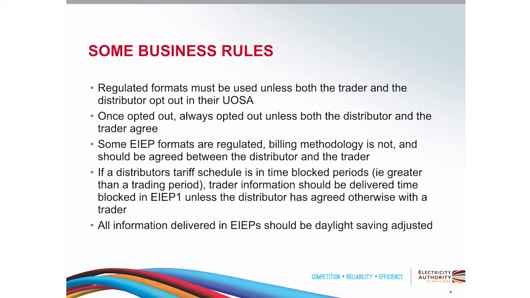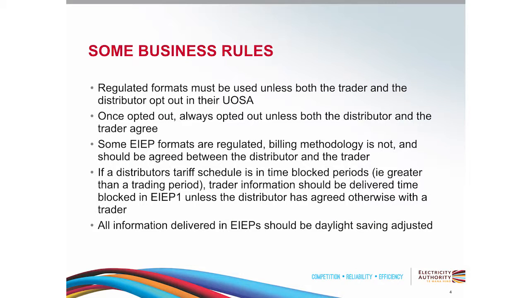If a distribution tariff schedule is time blocked, what EIEP do you supply? So we wouldn't expect that if you had an anytime rate, so maybe your tariff for a domestic consumer had a register content code of UN and period of availability of 24 attached to it, that you would receive half hourly data. Our view is that you would receive EIEP 1 with that information already time blocked, unless you ask the retailer to provide half hourly data, in which case you would receive an EIEP 3.